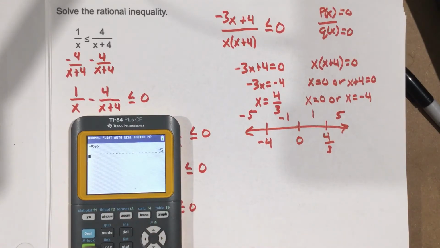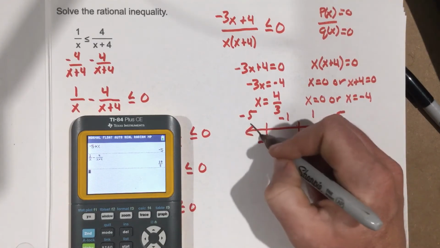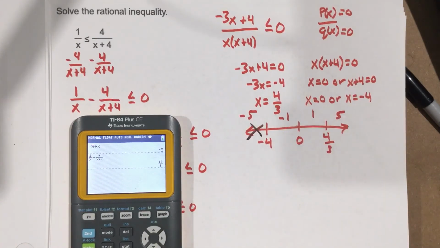Then I'm going to type in a fraction, 1 over x, minus another fraction, 4 over x plus 4. Hit enter. Gave me a number larger than 0. So this area is not solutions.